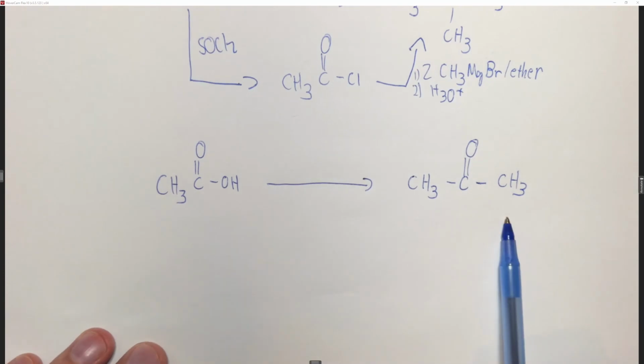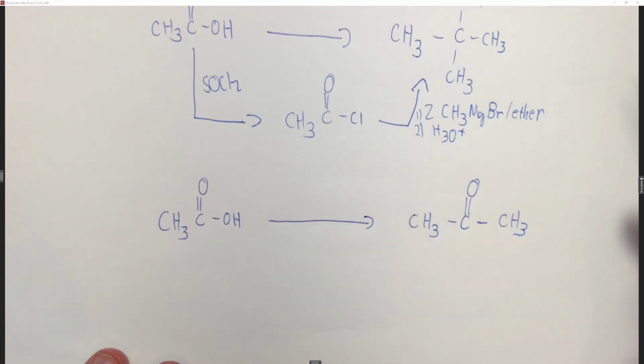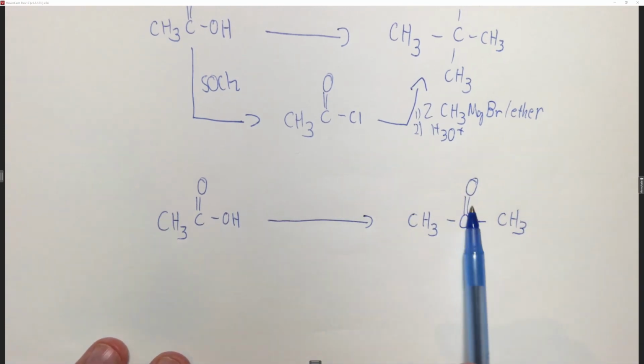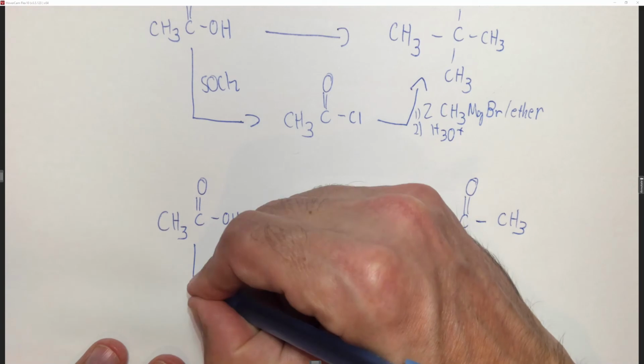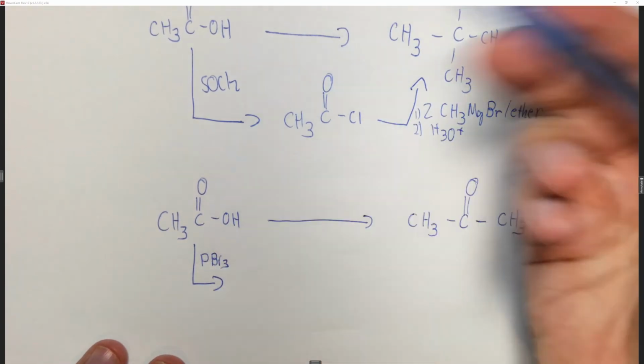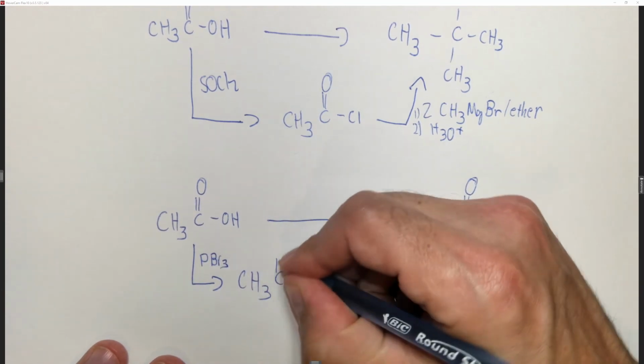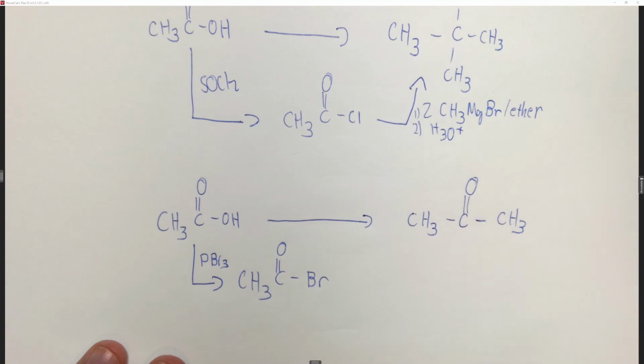Let's look at the next case. In the next case, we want to stop at the ketone. So this is very similar, and I'm doing these next to each other on purpose. All right, so here we want to stop at the ketone. This time, I'm going to make the acid bromide using PBr3. All right, doesn't matter. You could use SOCl2 too if you like. All right, so CH3, C double bond O, bond Br.